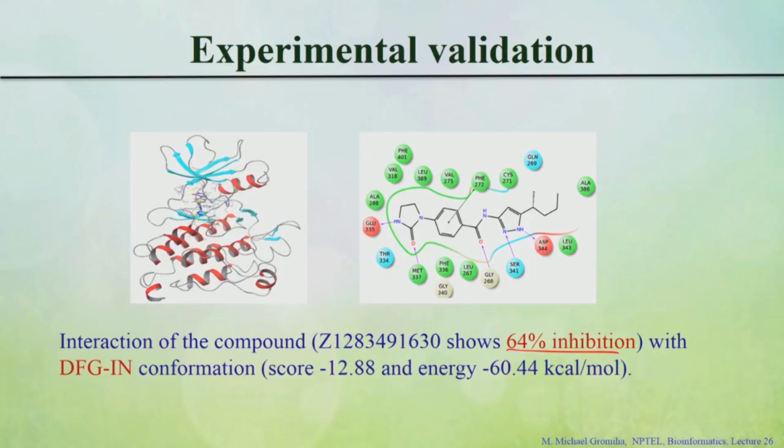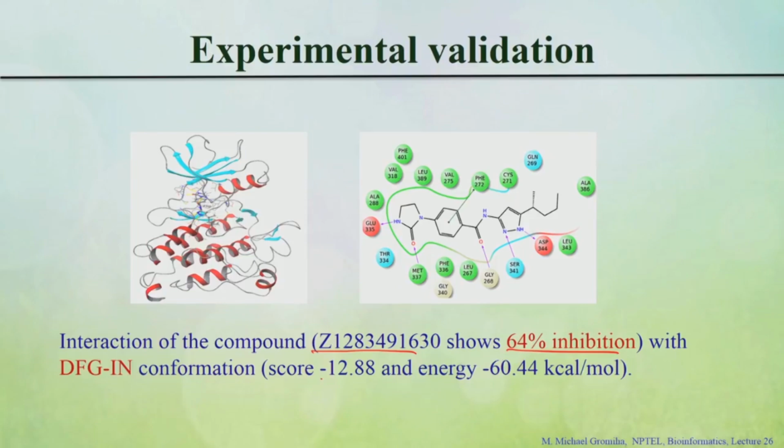In the first case we prepared the protein, we prepared the ligand and we did the docking with different screening, but we did not consider the conformation, whether this binds with the ATP site or the competitive site. So, there we got the maximum inhibition of 31%, but here now we consider the conformation and the type of inhibitors. Now, you can see this compound shows about 64% inhibition.